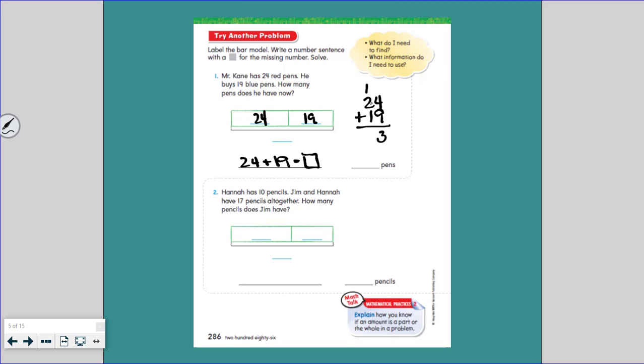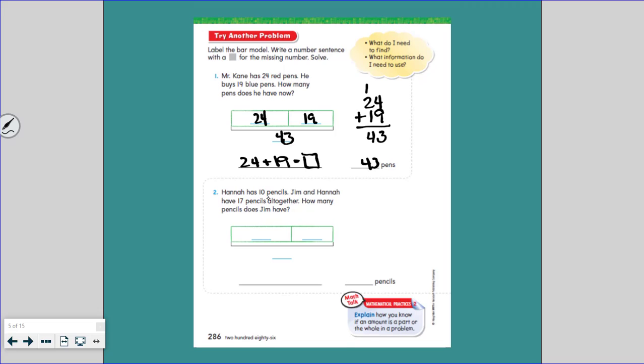And then I add my tens, so I have 4 tens. So that means Mr. Kane has 43 pens. So we're going to write 43 here, and we're going to write 43 here. Okay, now let's go to our next problem.